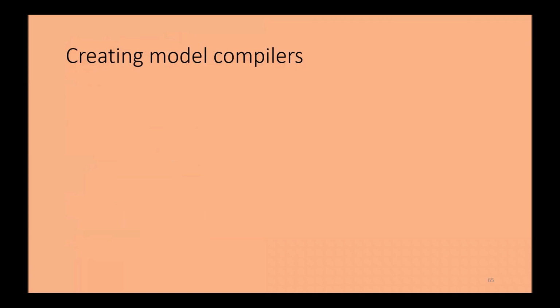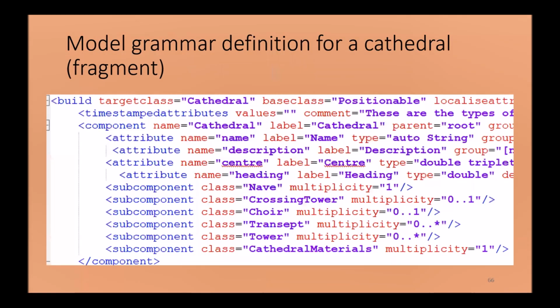In this next extra, I'll show you how we go about creating model compilers. Here is a fragment of the grammar and vocabulary definition for a cathedral in XML format. This is used to create the model builder containing the editor and compiler for cathedrals. Much of the code in the model builder can be generated automatically from this definition. The rest is handwritten code that creates the VRML files that will contain the model geometry.